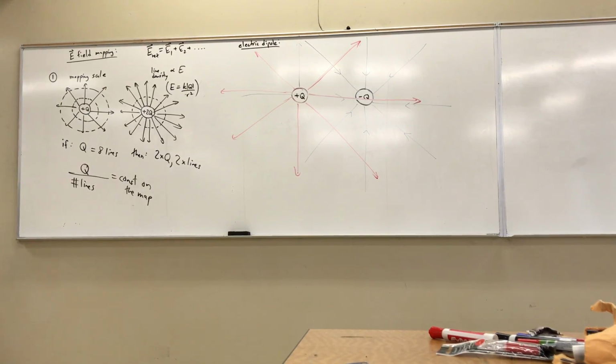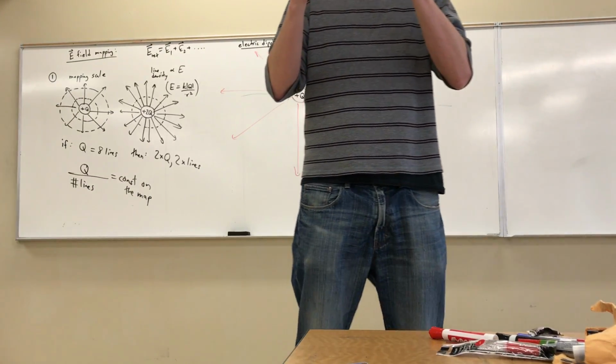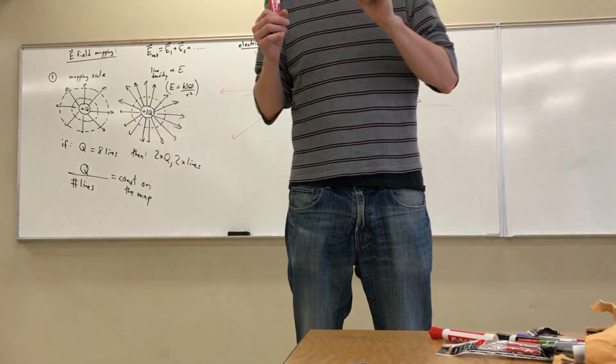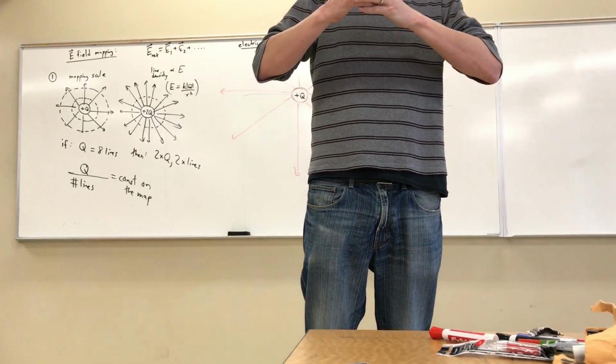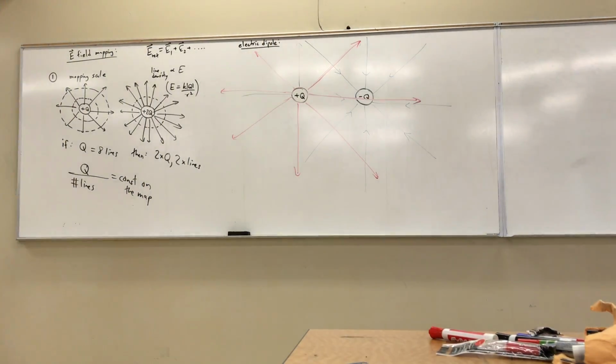Now, it doesn't have to be constant from map to map, right? You might have a map of a town where 1 inch is 1 mile, but you might have a map of the entire country where 1 inch is 100 miles, or 1,000 miles, whatever. You don't have to have the same ratio on every map, but on a given map, it has to be constant, right?